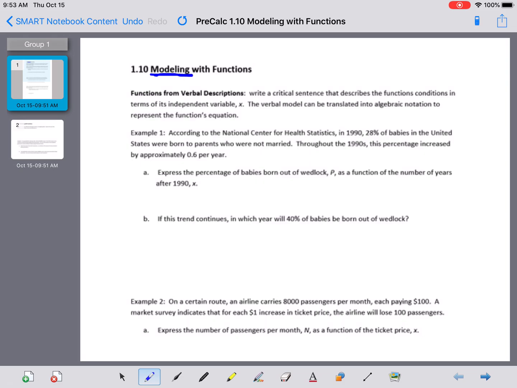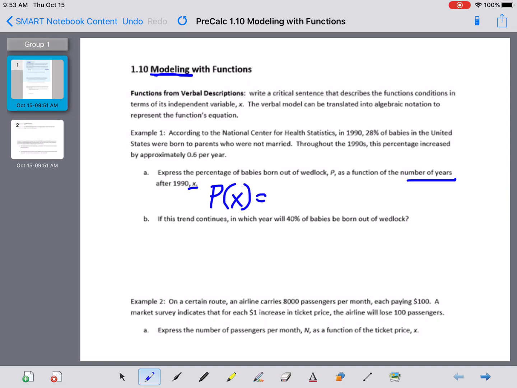And A says express the percentage of babies born out of wedlock, P, so instead of f of x, we're going to do P of x, as a function of the number of years after 1990, x. So they're choosing our variables for us. P is the function, x is the variable, and the x is standing for number of years. Okay, so that's kind of where we have to start. So as a function, P of x.